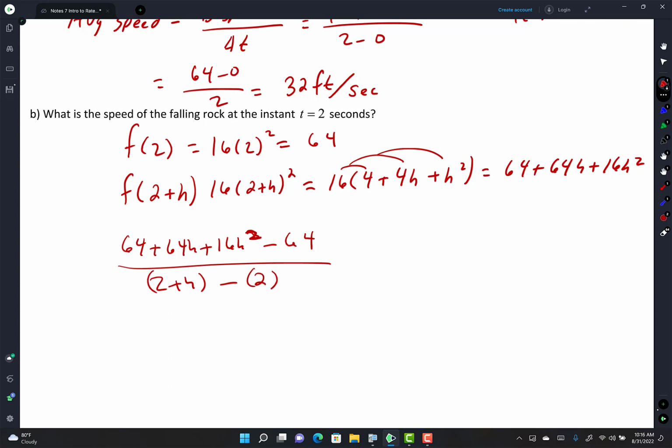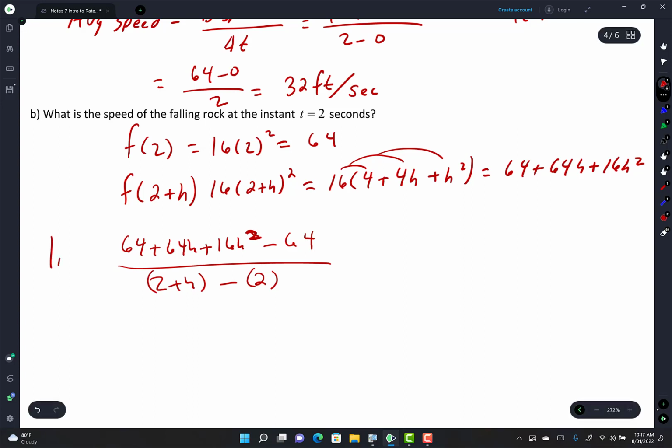Oh, well, I said f of 2 and then a little moment past 2. Yes. Are we still okay, guys? All right. Give me your A game, guys. Give me your A game. All right. The only way we can get the instantaneous velocity is if h approaches what?